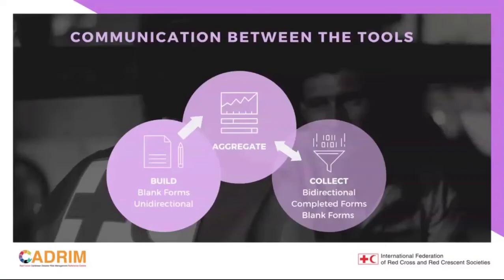And the next slide we have here then shows the communication between the three different tools. So with ODK Build, you can design your forms and upload them to the Aggregate server. You can see the arrow going from ODK Build, and it's a unidirectional communication because you can only upload from Build, and you upload that form up to the Aggregate server.